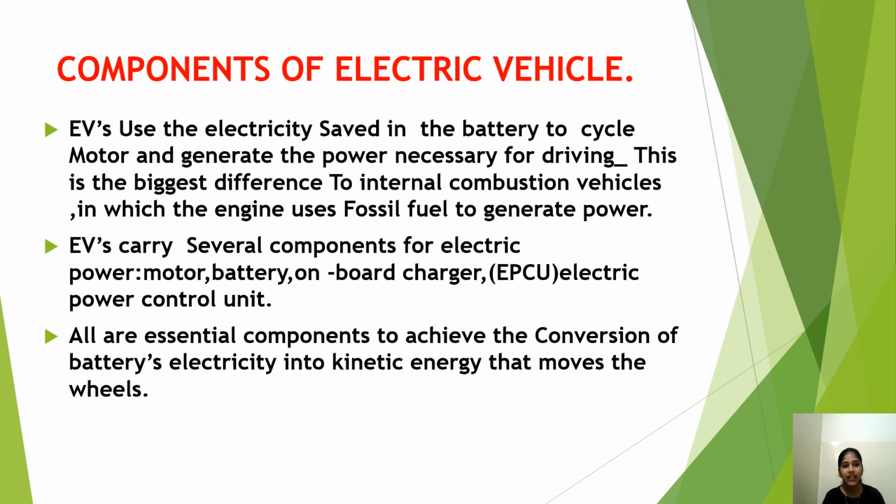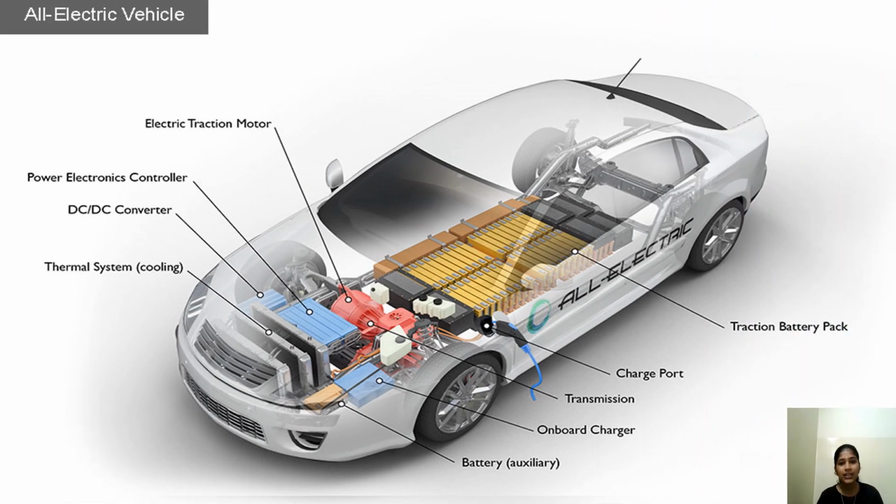Components of electric vehicle. EVs use the electricity stored in the battery to cycle the motor and generate the power necessary for driving. This is the biggest difference from internal combustion vehicles, in which the engine uses fossil fuel to generate power. EVs carry several components for electric power, like motor, battery, onboard charger, EPCU, also known as electric power control unit. All are essential components to achieve the conversion of the battery's electricity into kinetic energy that moves the wheels. This is the pictorial representation of an electric vehicle.